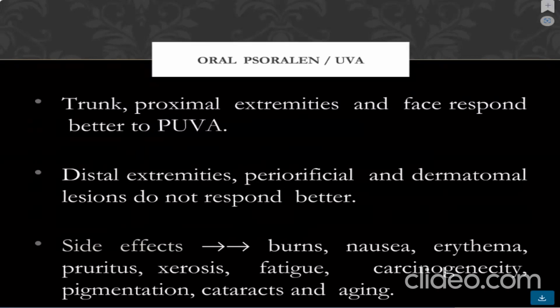Then trunk, proximal extremities and face respond better to PUVA. Distal extremities, periofacial and dermatomal lesions do not respond better. Here are also some side effects like burns, nausea, erythema, pruritus, xerosis, fatigue, carcinogenicity, pigmentation, cataract, and aging.